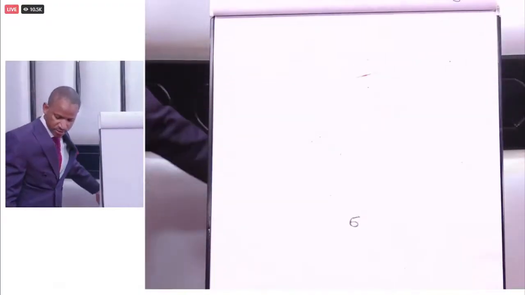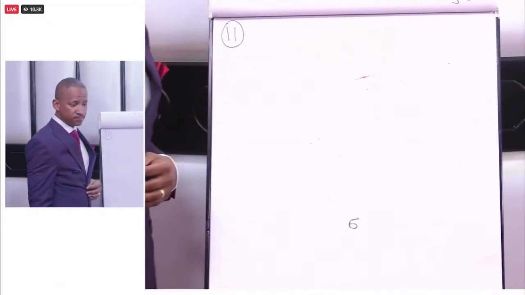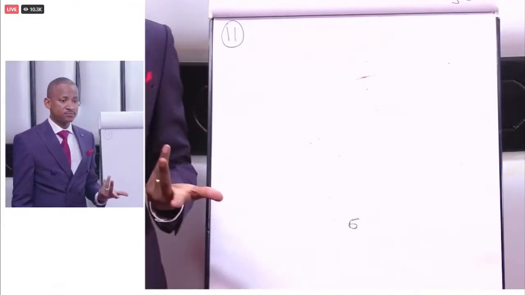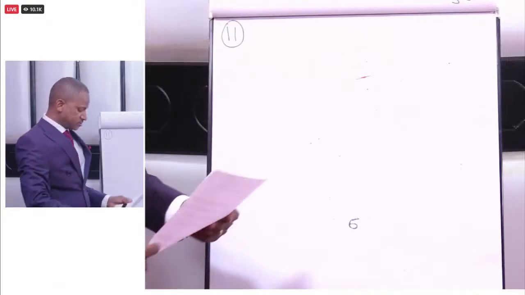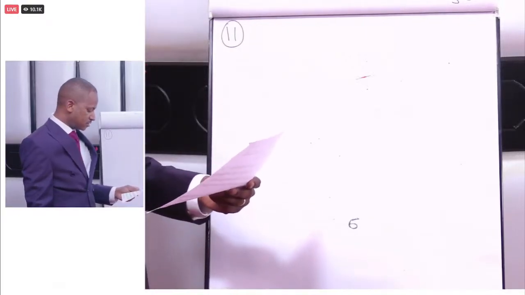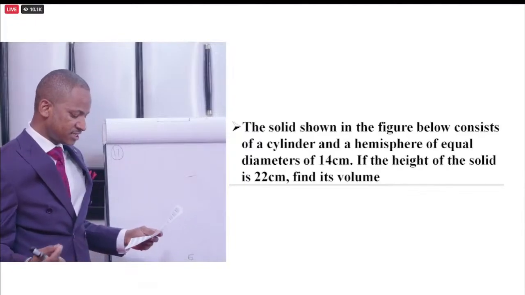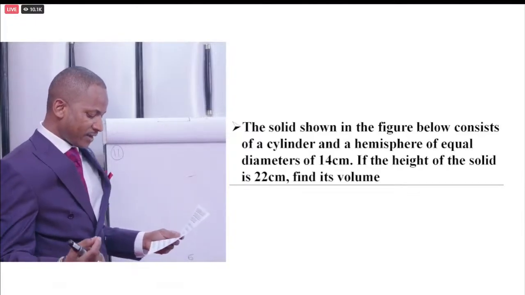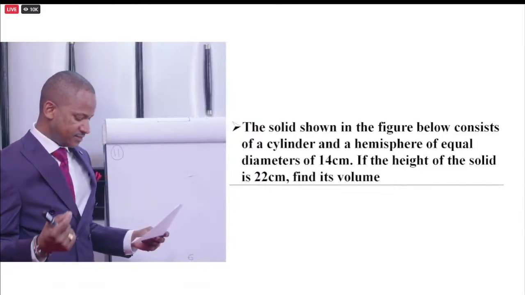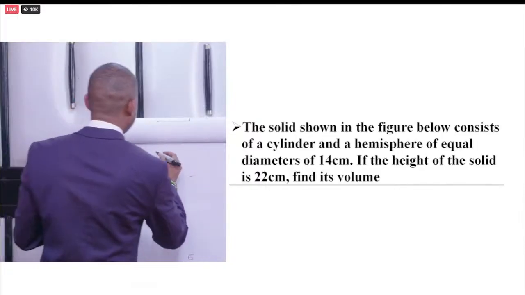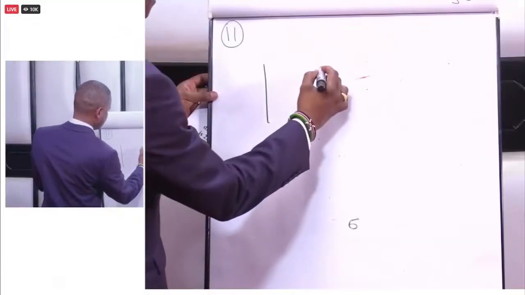So we go to question 11. We are almost through. Just be patient. Just 6 more questions. So in the next few, we'll be done. The solid shown in the figure below consists of a cylinder and a hemisphere of equal diameters of 14 centimeters. If the height of the solid is 22 centimeters, find its volume. So what is the solid that we have? We have a cylinder.